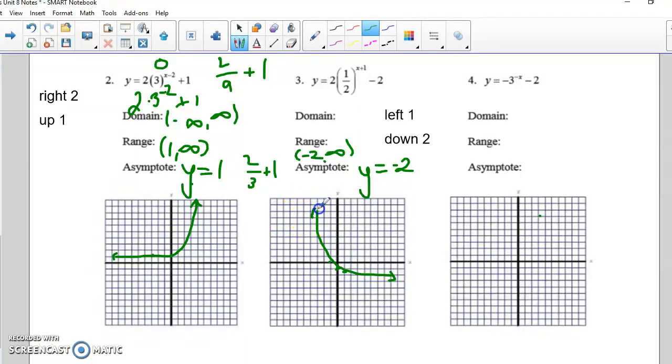So we're just plotting points, right? It's pretty basic. Going back to some of the basic graphing that you've done, where you just take points, plug them in, and you know the general shape.